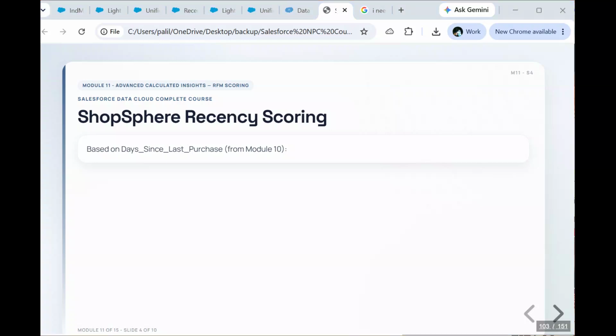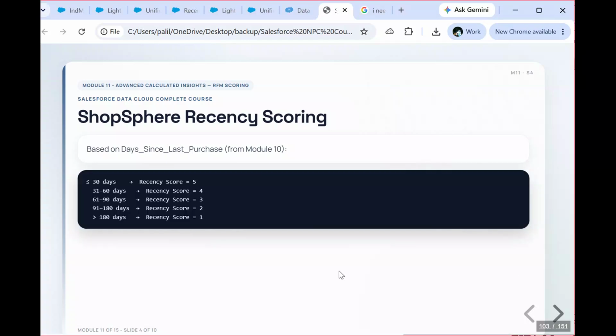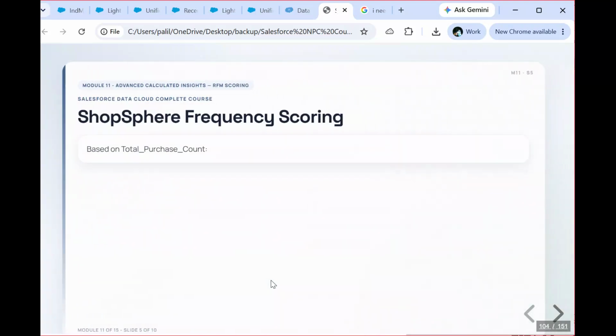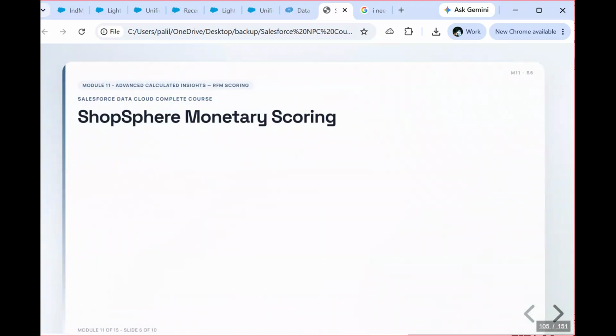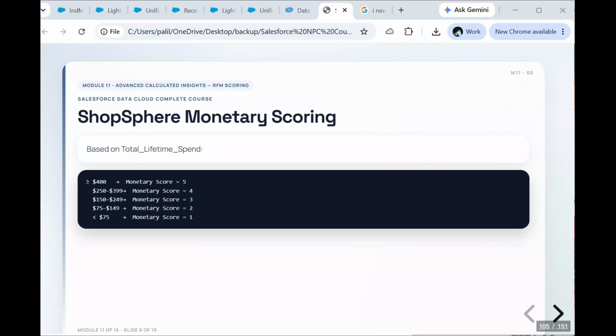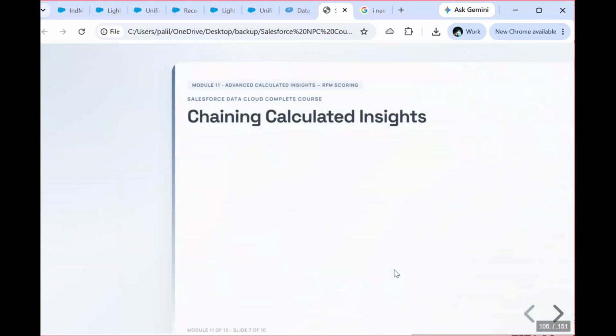Here are the specific scoring thresholds for Shopware. For recency, a purchase within 30 days gets a 5, down to 180 plus days getting a 1. For frequency, 5 or more purchases is a 5, down to 1 purchase being a 1. For monetary, over 400 spent is a 5, under 75 is a 1. These thresholds are tuned for Shopware data. In a real project, you calibrate them based on your actual data distribution.